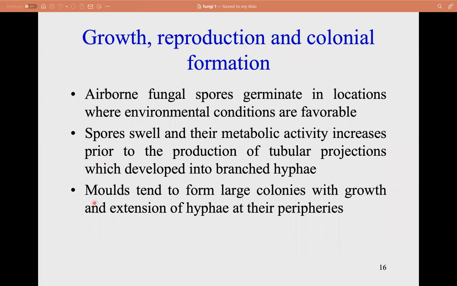For growth, reproduction, and colonial formation, airborne fungal spores are able to germinate in locations where environmental conditions are favorable. Spores swell and their metabolic activity increases prior to production of tubular projections, which develop into branching hyphae. Molds tend to form large colonies, which grow with growth and extension of hyphae at their peripheries.